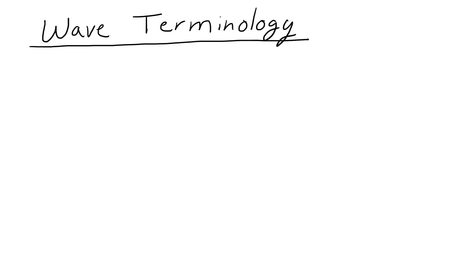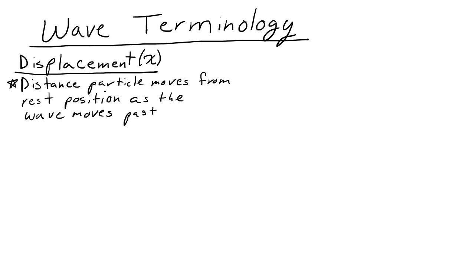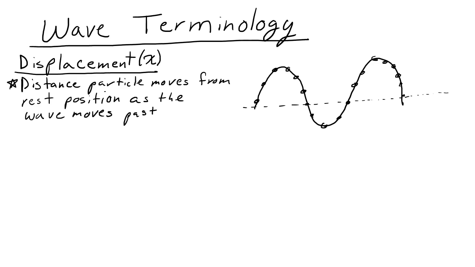So the first term that you need to know is displacement, which is the distance the particle has moved from its rest position as the wave moves past. If I was going to illustrate this on a transverse wave, imagine this wave is being made by beads on a string, so there's lots of beads on my string. There'd be a rest position that all the beads would have been on before I shook them, so that's this dotted line here.